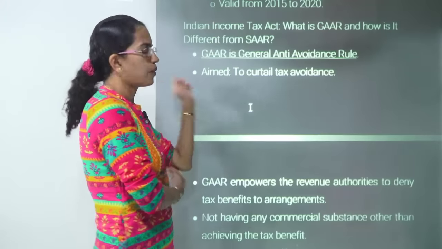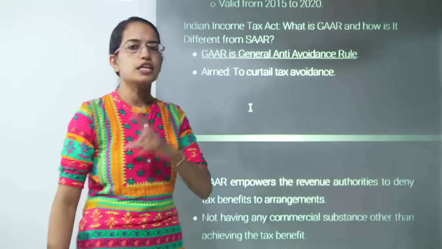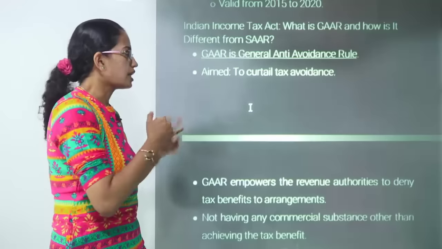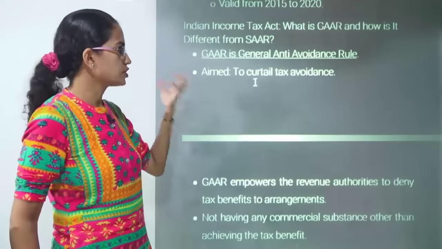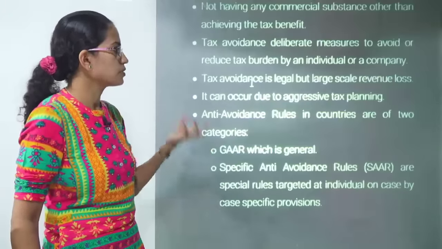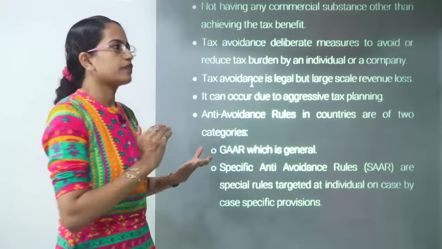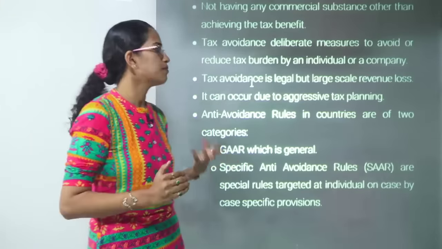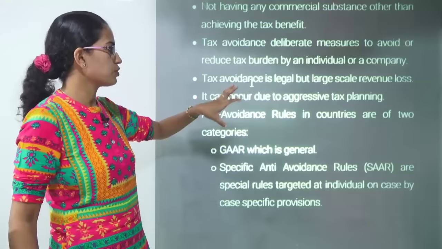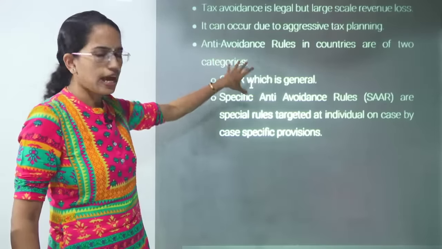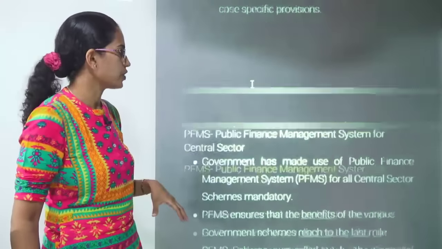Anti-avoidance rule is important. Under the anti-avoidance rule, there are two rules, the GAR and the SAR. GAR talks about general anti-avoidance and SAR talks about specific anti-avoidance. We say tax avoidance is legal, but large scale revenue losses can occur, and for that we need to take into account the anti-avoidance rules.